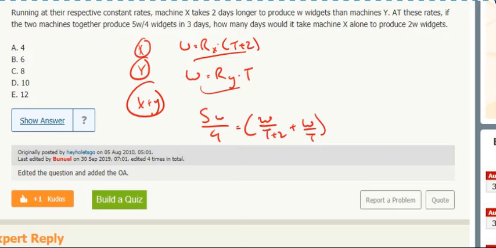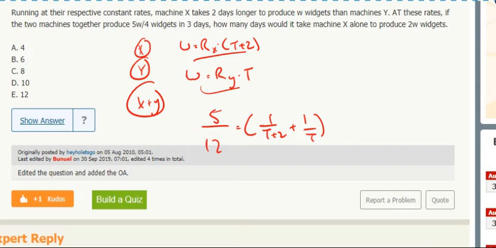So let's clean this up a little bit. This is 5W over 12 divided by 3. W divides out of each term. Now, one thing you could do is multiply the whole thing by t plus 2 and t, but you end up with these crazy quadratics, ones where the coefficient in front of the t squared is not 1. So what else could we do?